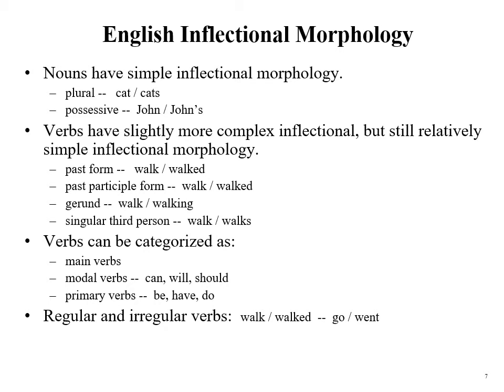Verbs can be categorized as main verbs and modal verbs: can, will, should. These are the modal verbs. Be, have, do are the primary verbs. Regular and irregular verbs: walk, walked, go, went. These are the regular and irregular verbs.